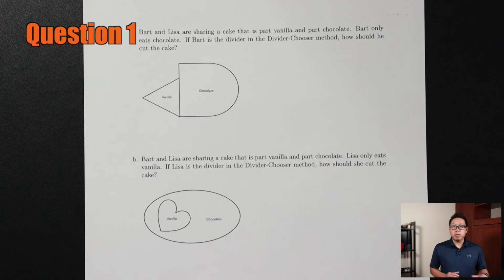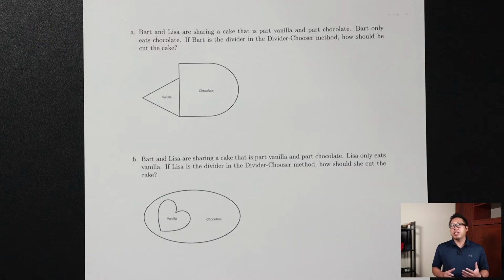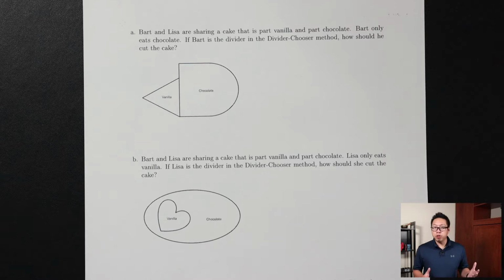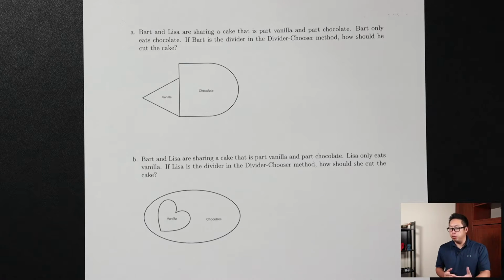The questions on this page all talk about the divider chooser method, which is a method for sharing a continuous item, which is an item that can be cut up between two people. Another name for the divider chooser method is I cut, you choose. So in the divider chooser method, one person cuts, but then the other person gets to choose. Okay, so the cutter, the divider, gets whatever piece that's left.